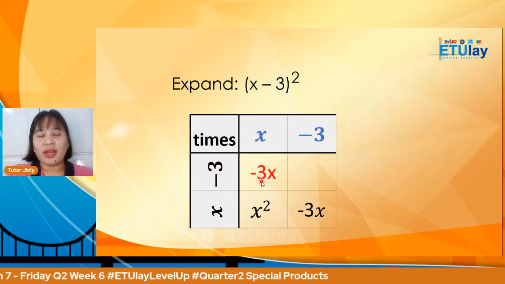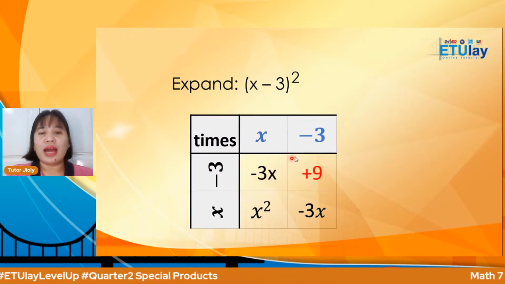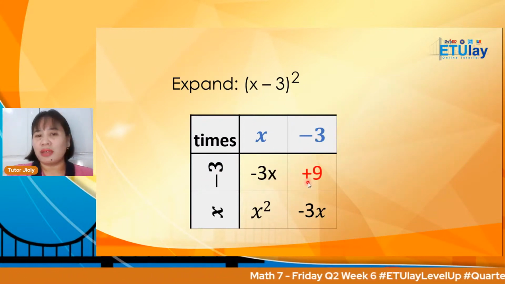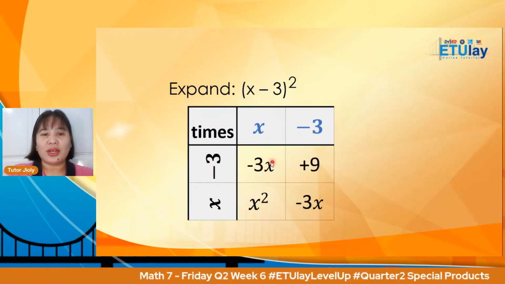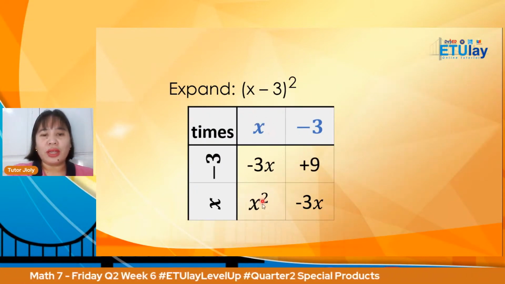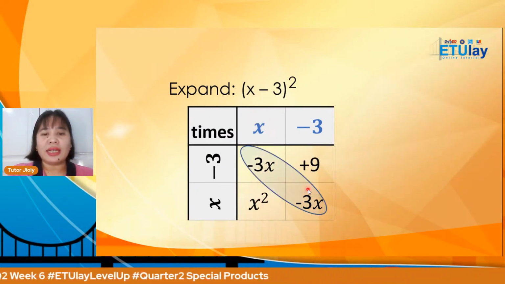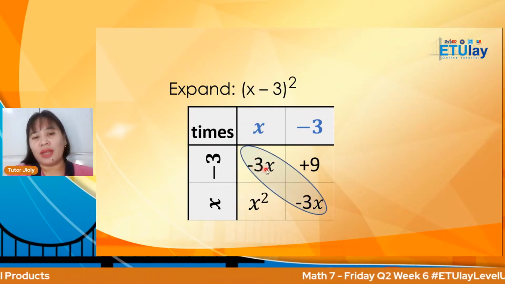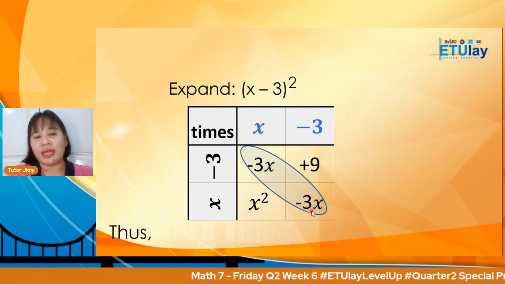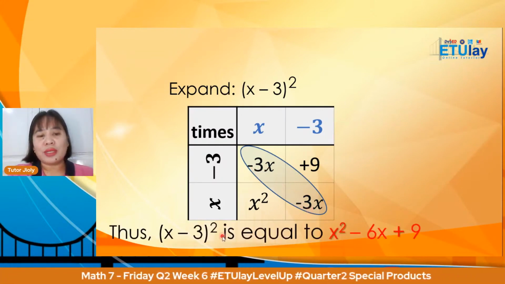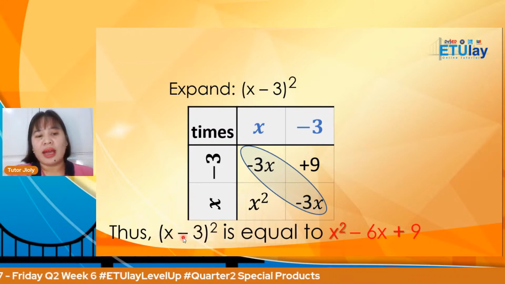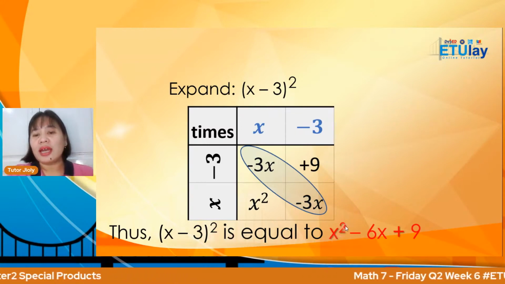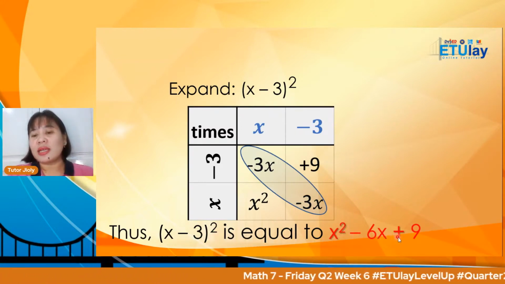That is negative 3x. Then we have negative 3 times negative 3, that is positive 9. So, yun na po. We are going to expand. Nakuha na natin. Ito yung like terms, negative 3x, negative 3x. Combine natin. So, we have the quantity of x minus 3 raised to 2 is equals to x raised to 2 minus 6x plus 9.